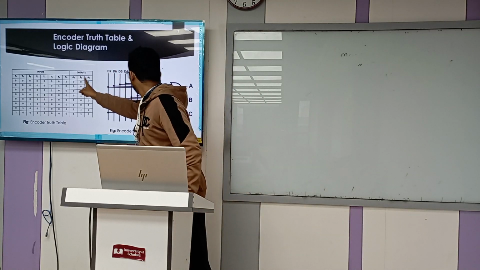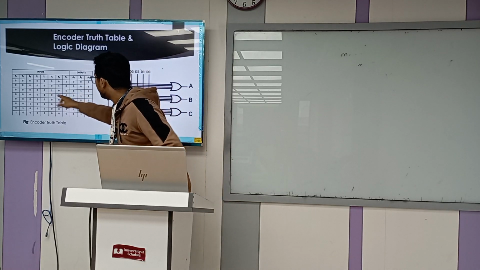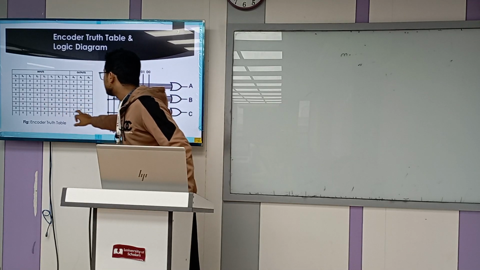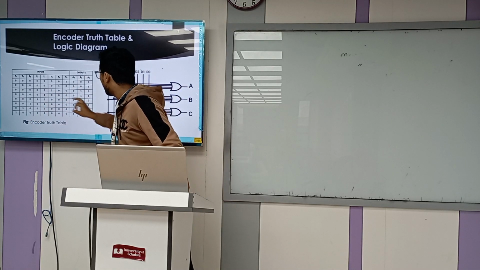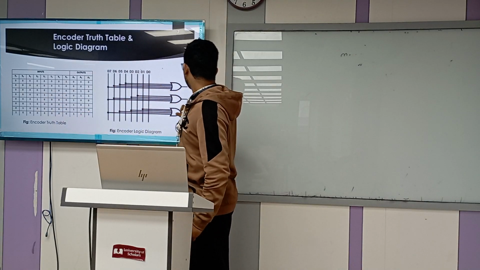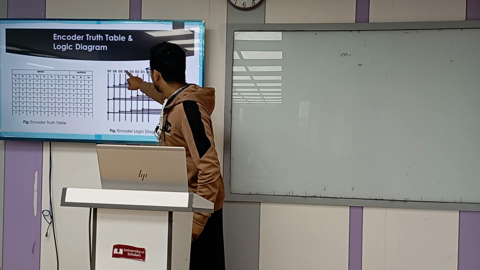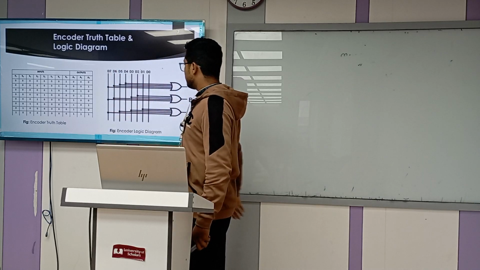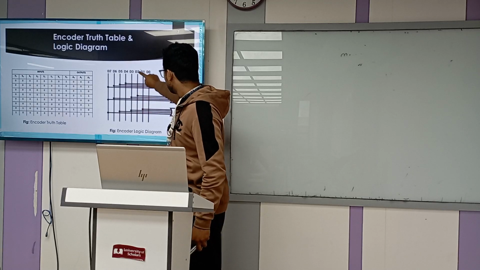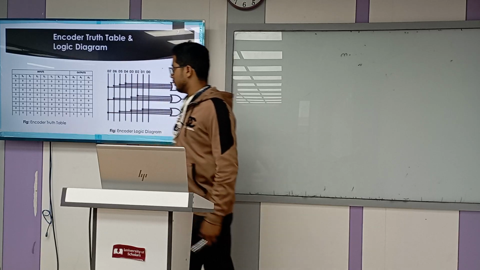Similarly, the output A1 or B equals Y2 plus Y3 plus Y6 plus Y7. So you can see the output B or A1 equals D2, D3, D6 or D7. And similarly, the output A0 or C equals D1, D3 plus D5 plus D7.